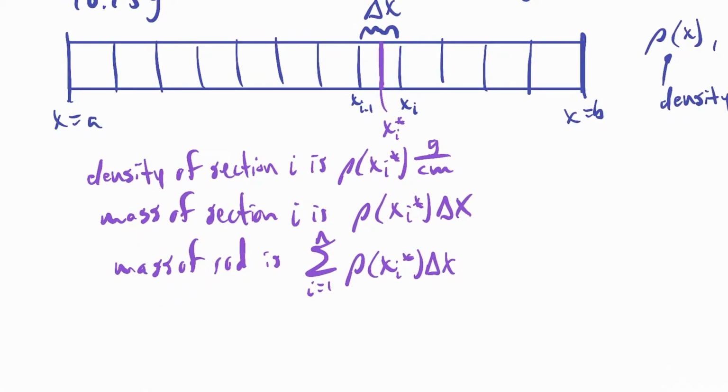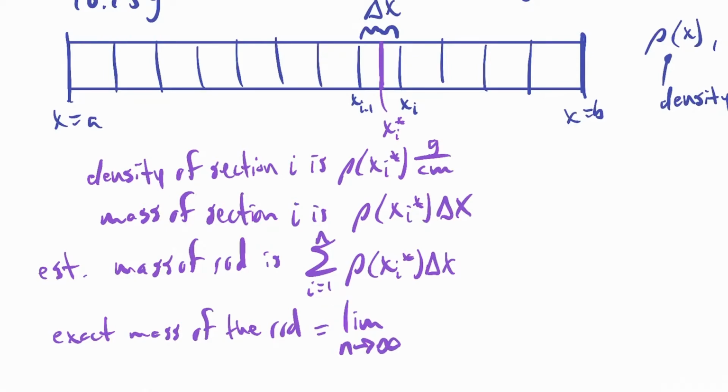And of course, this is an estimate. And so if we want the exact mass of the rod, then we're going to want the limit as n goes to infinity. That way, when we make our slices, we're picking increasingly narrow slices, so that when we pick our representative section and say the density is such and such, there's less error.